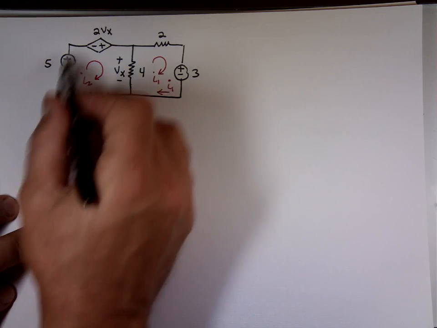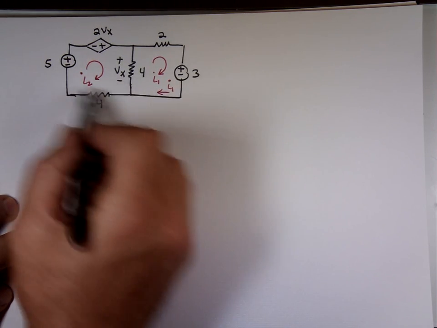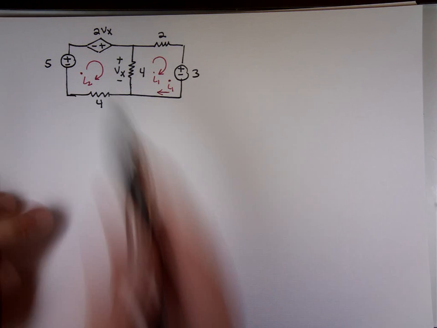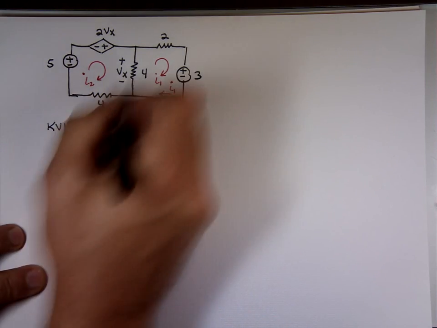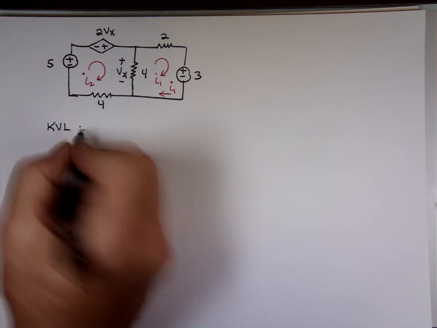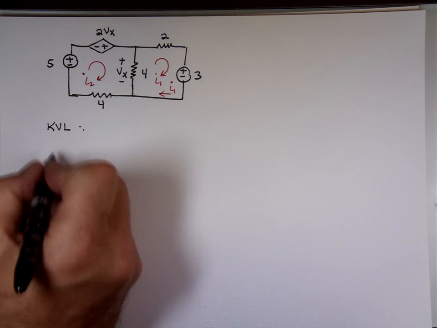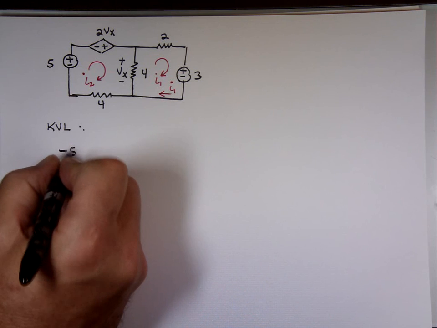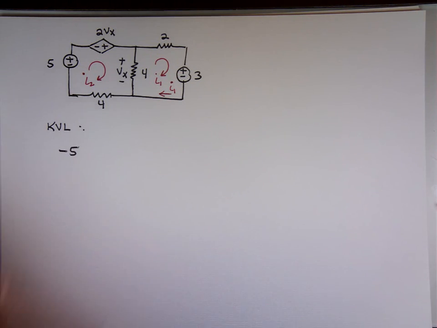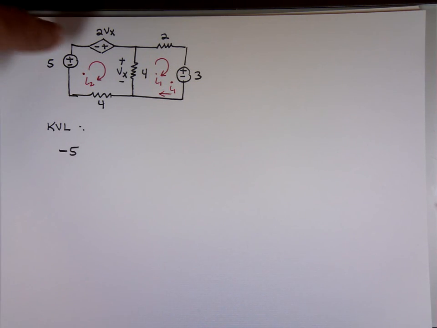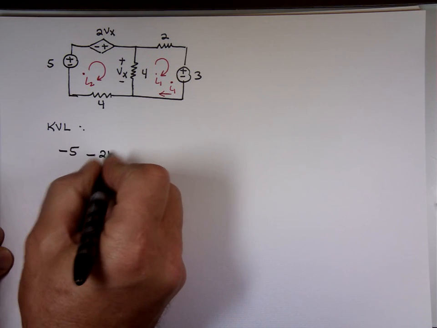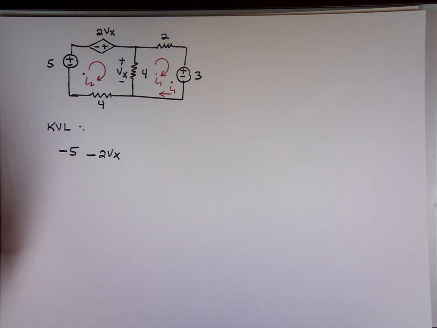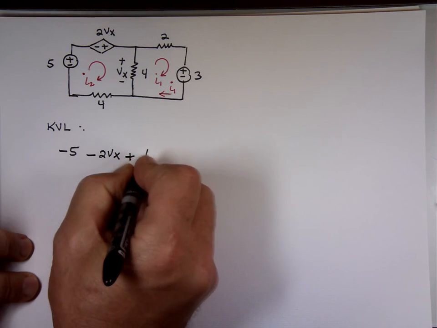Let's do a mesh KVL right here, this mesh. So KVL in mesh number 1, or loop 1. Let's begin with this, minus to plus. I'm going to use a minus. Again, you can use a plus if you want to, and plus to minus to be negative is up to you. Minus to plus, that's a minus 2Vx. Plus to minus, that's a plus Vx.